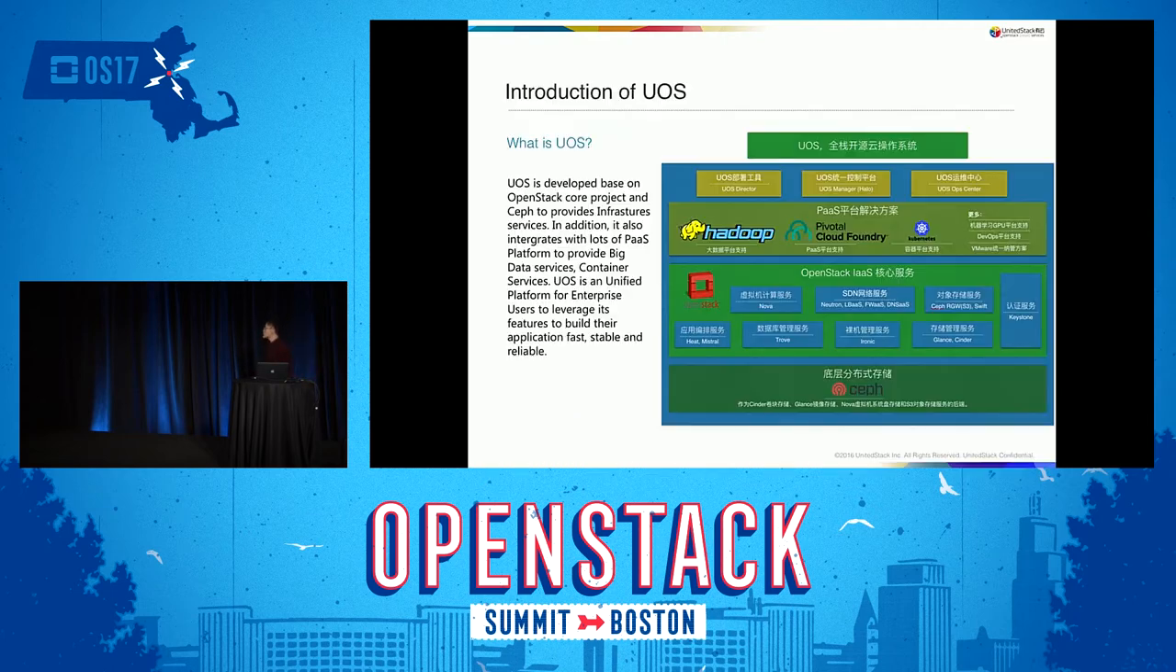Firstly, we will introduce what US is. US is developed based on the OpenStack core project to provide infrastructure services, and it also integrates with lots of PaaS platforms to provide big data services and container services. US is also a unified platform for enterprise users to leverage its features to build their applications fast, stable, and reliable.